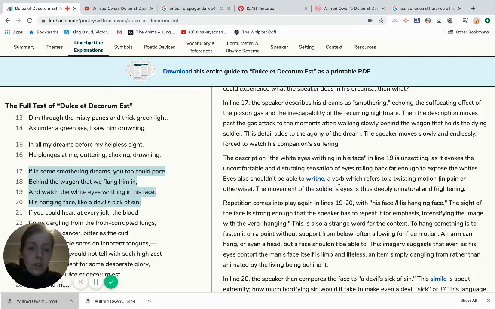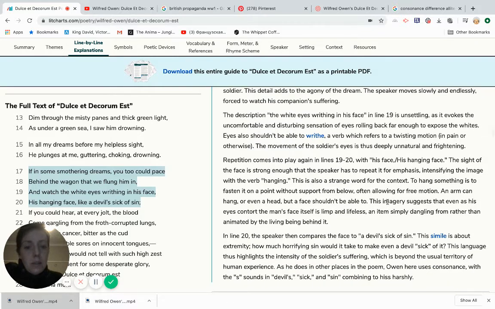The description, the white eyes writhing in his face, in line 19 is unsettling, as it evokes the uncomfortable and disturbing sensation of eyes rolling back far enough to expose the whites only. Eyes also shouldn't be able to writhe. A verb which refers to writhing means a painful motion, a twisting motion. Often we say the person was writhing in pain. The movement of the soldier's eyes is thus deeply unnatural and frightening.